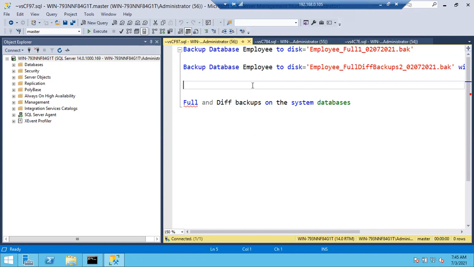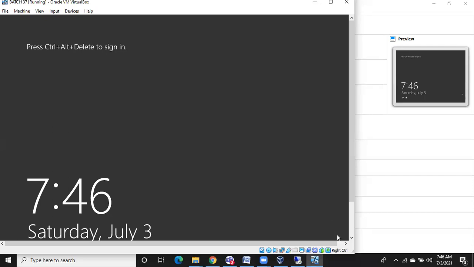Okay, so usually this is how it will be. But imagine your database is corrupted not on Saturday night but on Saturday morning at 10 a.m. Every Sunday a full backup, every night at 10 o'clock a differential backup. This is how the strategy is. Your database is corrupted Saturday morning at 10 o'clock. Then how are we going to restore the database?